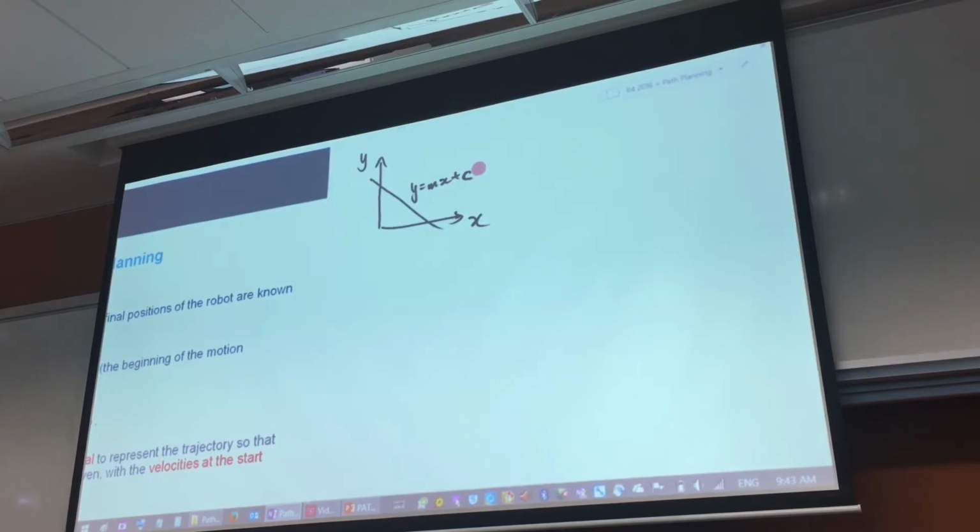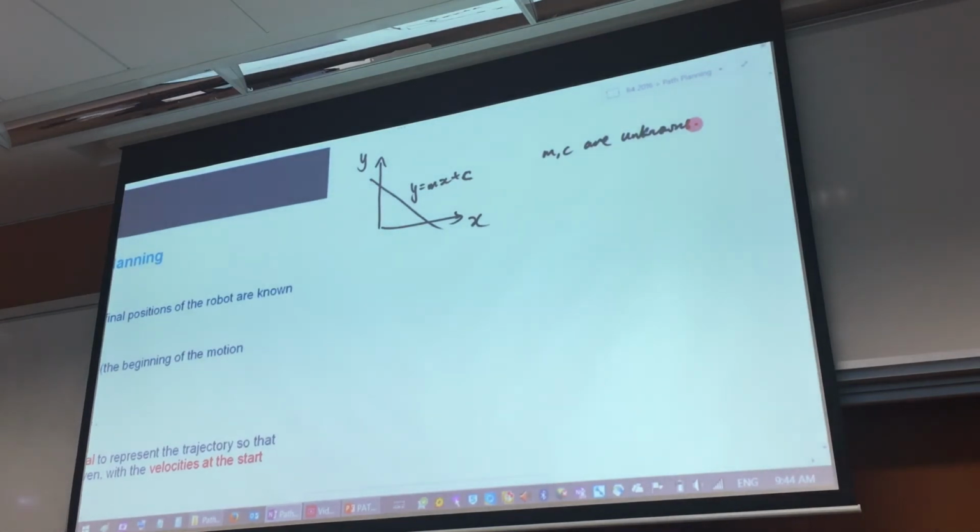Y is equal to mx plus c. Which are the unknown constants in this case? Your m is one of them, and then the other one is your c. So m and c, they are unknown. Two unknowns in a straight line.